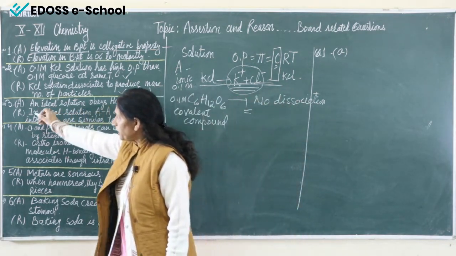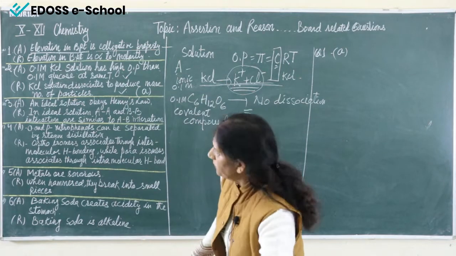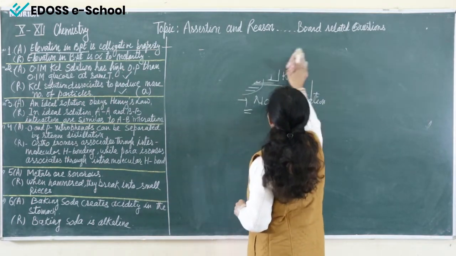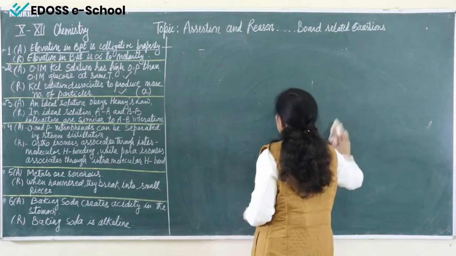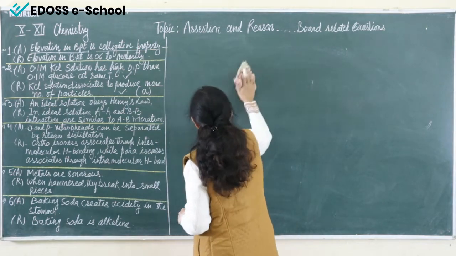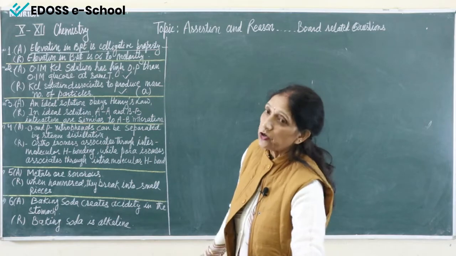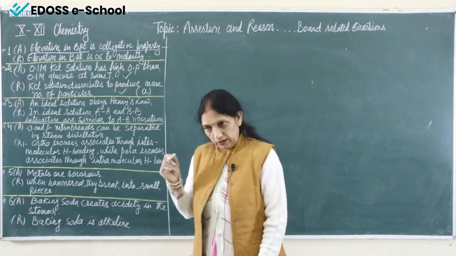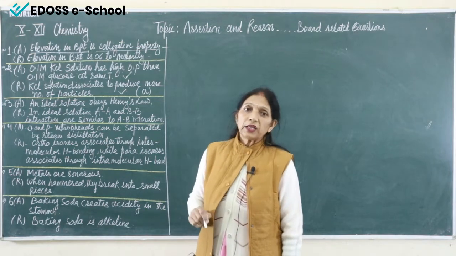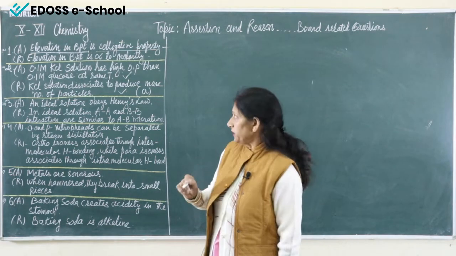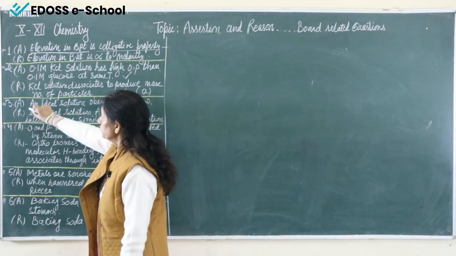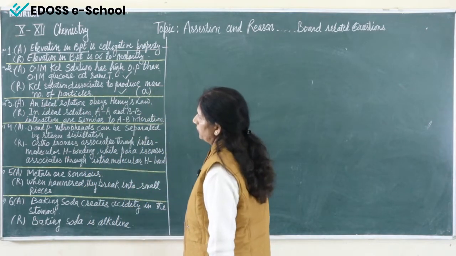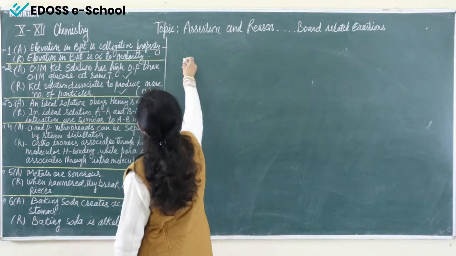Now coming to question number 3. Because before doing such type of question, you have to understand whether the assertion or statement is correct, whether the reason or the explanation is correct, and whether they both are connected to each other. Now coming to the third question: an ideal solution obeys Henry's law.